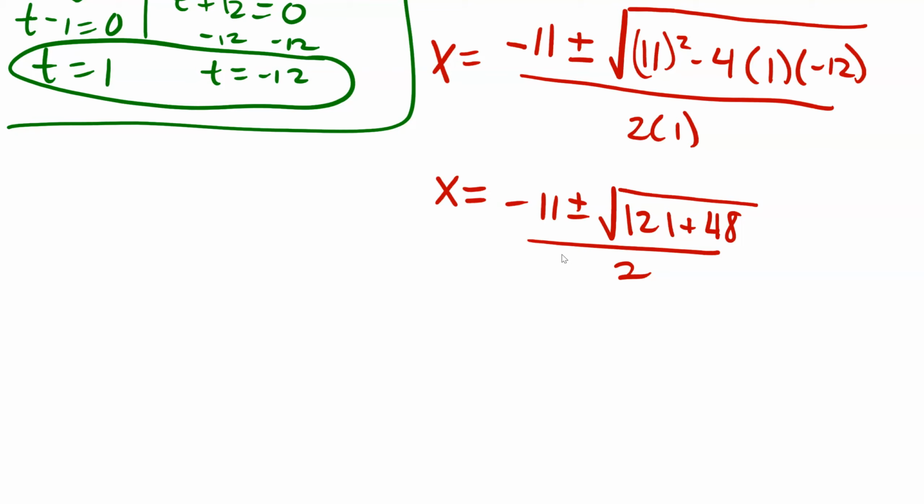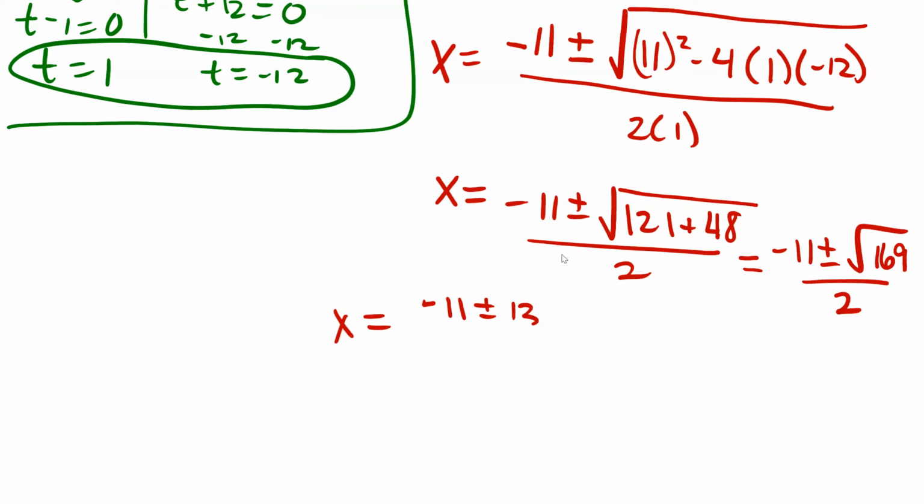Unlike the nice, easy factoring, I'm skipping major steps here and still showing tons of work. Because 11 squared is 121, and negative 4 times negative 12 is 48. Still skipping lots of steps, and it's a lot of work. Negative 11 plus or minus the square root of 169 over 2. What's the square root of 169? 13. So, negative 11 plus or minus 13 over 2.